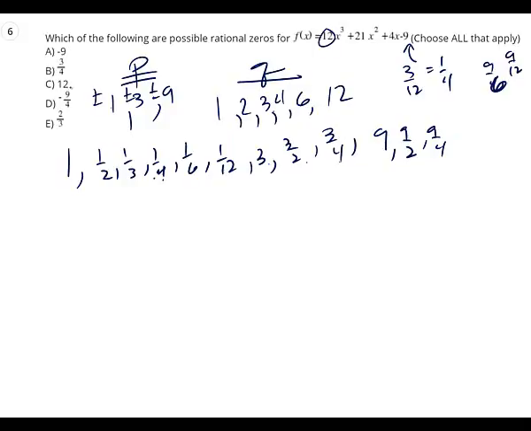So now looking at your list, which of the following are possible rationals? So is -9 okay? Yes. Is 3/4 okay? Yeah. Is 12 okay? No. Okay. Is -9/4 okay? Yeah, what about 2/3? No. So it would have been A, B, and D.